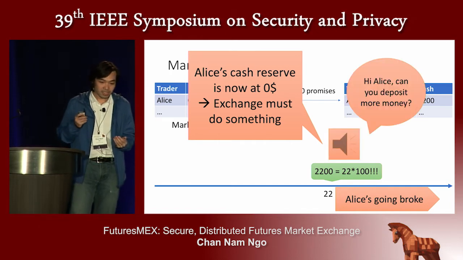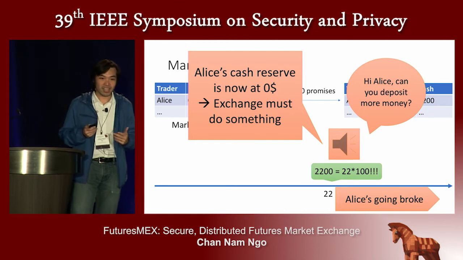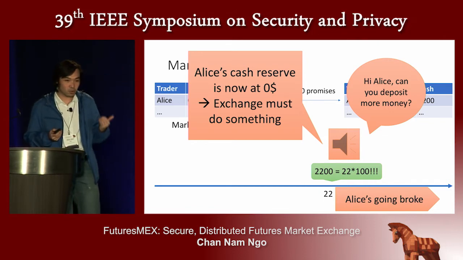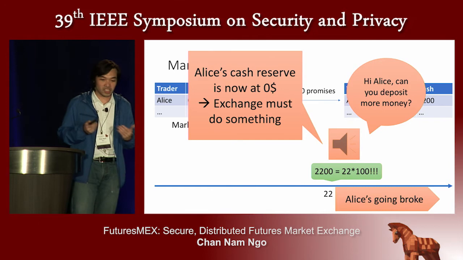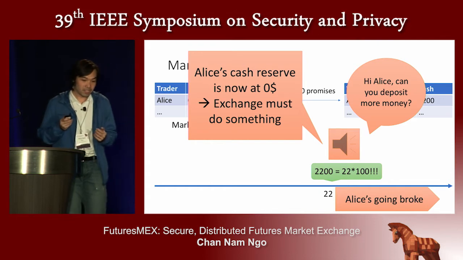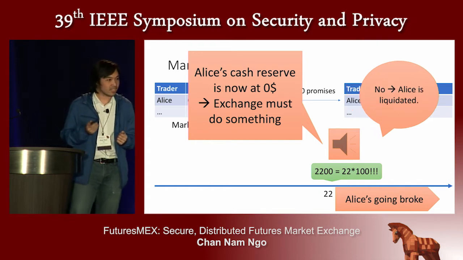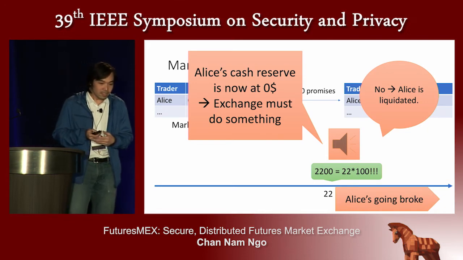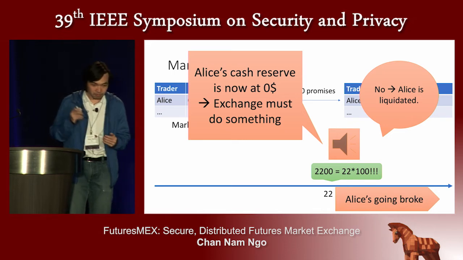So the exchange will give Alice a margin call. Nowadays, it is just an API interacting with Alice's computer or Alice's agency. But in the past, it was actually a phone call to Alice. So the exchange will ask Alice to deposit more money to increase the reserve. But if Alice cannot do it, her account will need to be liquidated. It means that Alice will be pushed out of the market and she will lose all her money.